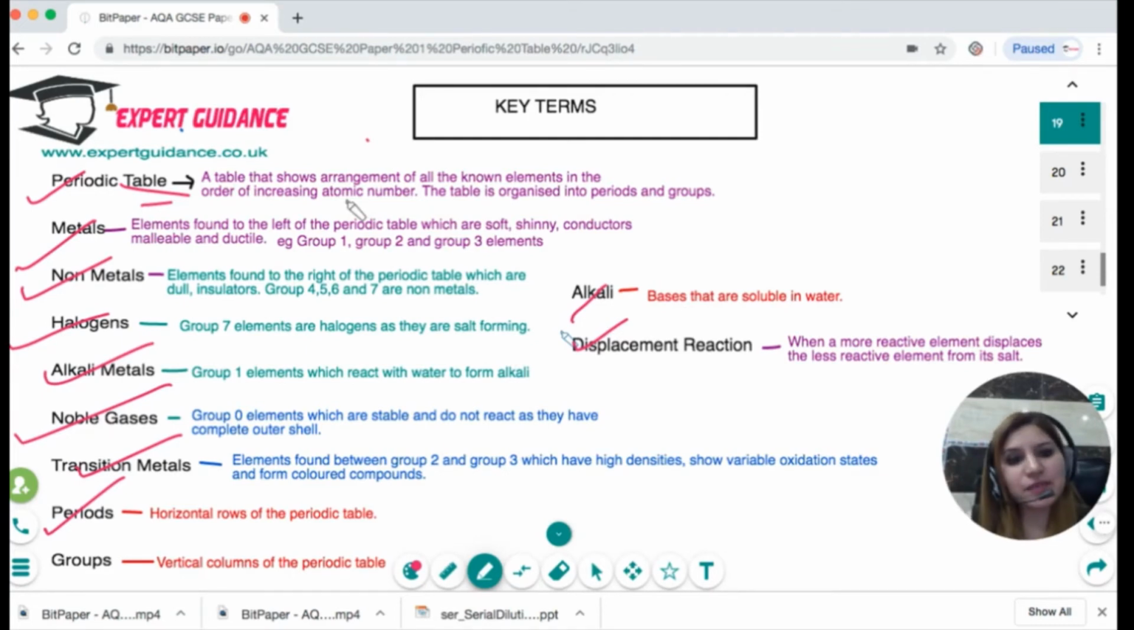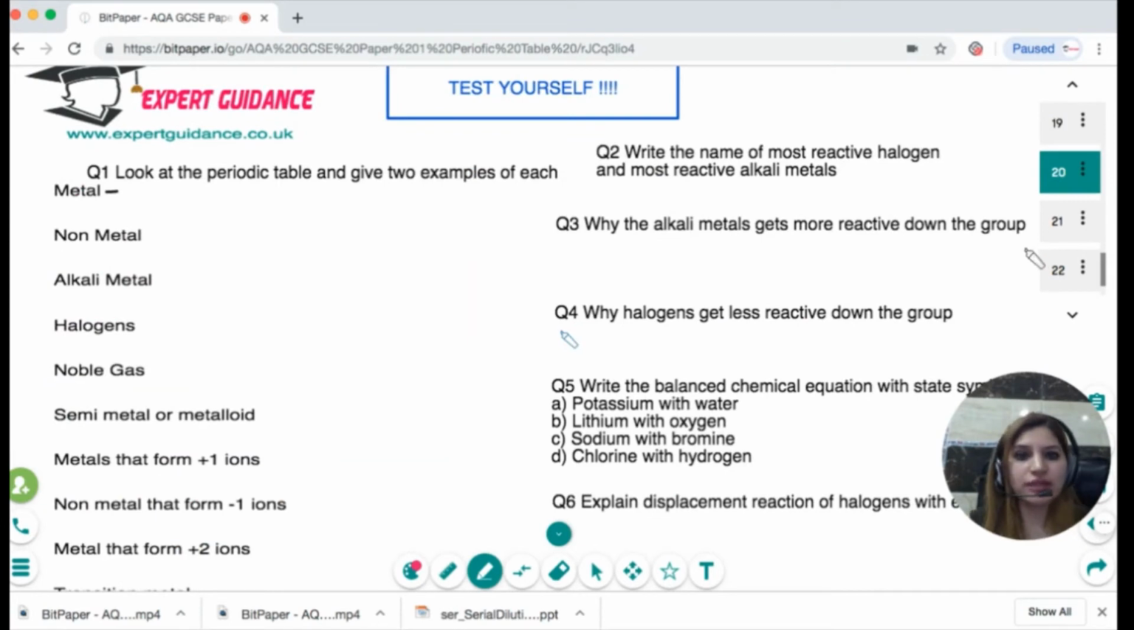And displacement reaction is when a more reactive element displaces the less reactive element from its salt solution. Okay, so all these key points are clear to you. Now let's test yourself. Now you need to look at the periodic table and give me 2 examples of each.